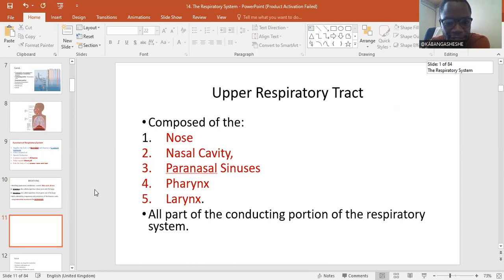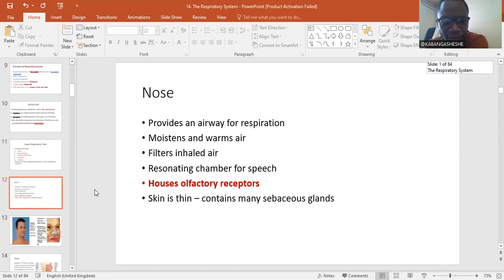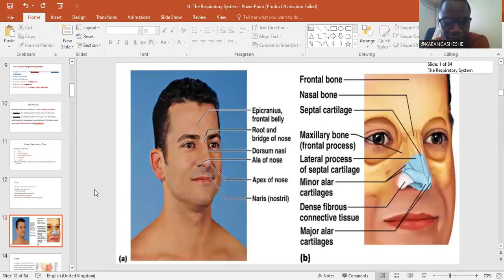Okay, these are just divisions we explained last time. That is upper respiratory tract and lower respiratory tract. Now let's look at the nose in detail. So this is the nose again, looking at those parts that we earlier mentioned. The ala, the apex, the septum, the dorsum, the root, the bridge, and the root up there.